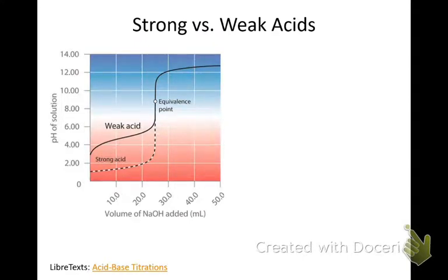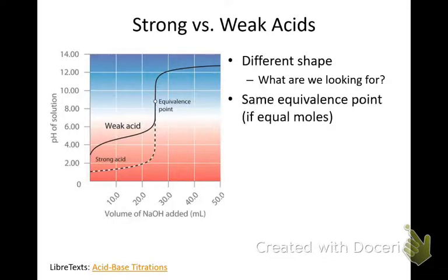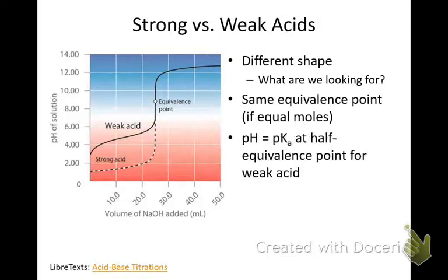So here we have superimposed the titration curve of a strong acid and a weak acid. These two have different shapes. So we can see that before the equivalence point, the strong acid is all concave up, and then we see that the weak acid has an inflection point. These two have the same equivalence point in terms of volume. So here we can see that the weak acid has an inflection point right there, whereas the strong acid doesn't.